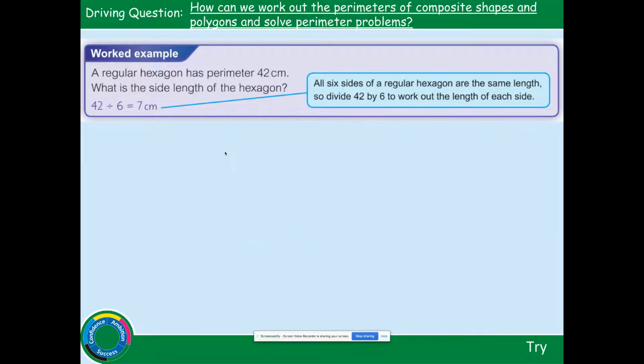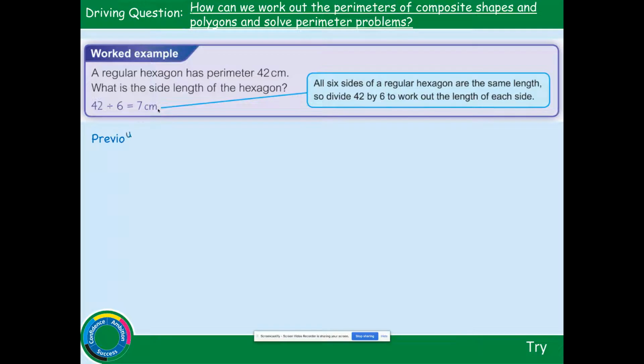Okay, a regular hexagon has a perimeter of 42 centimetres. What is the side length of the hexagon? So we've got the length of the perimeter, which is 42. You have to know that the hexagon has 6 sides. Remember, hex is 6. So we do the perimeter, divide by the number of sides, and that will tell us the length of one side.